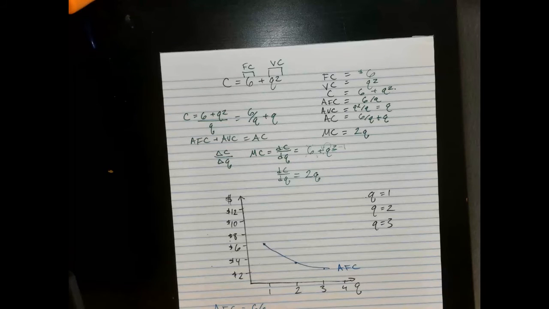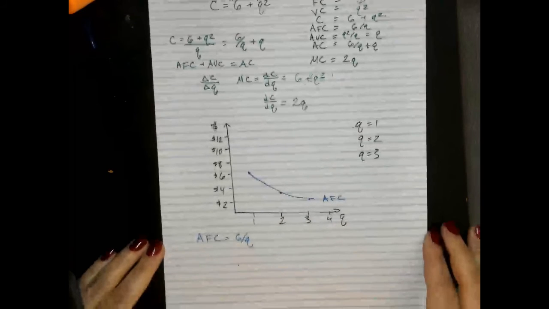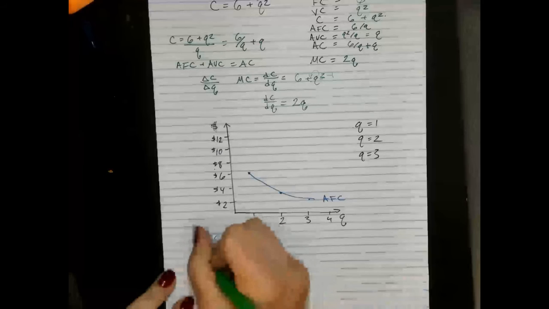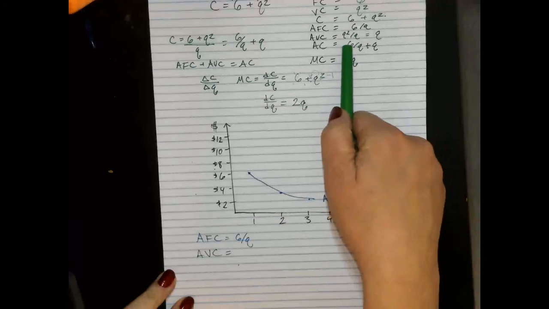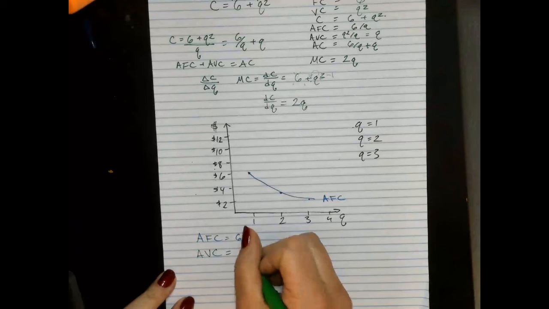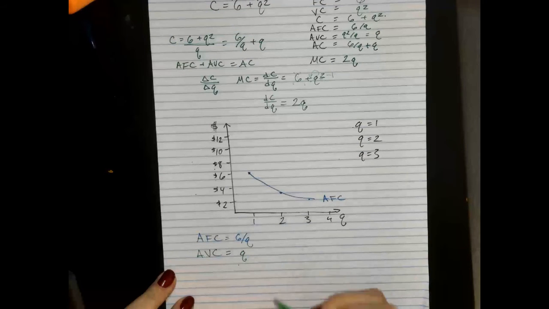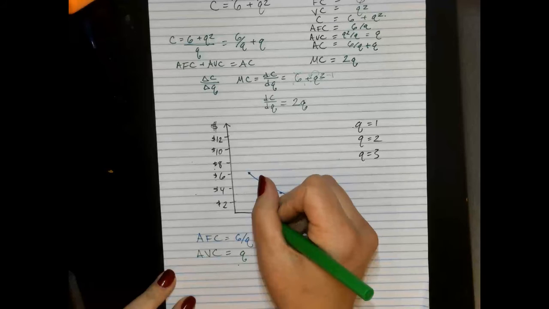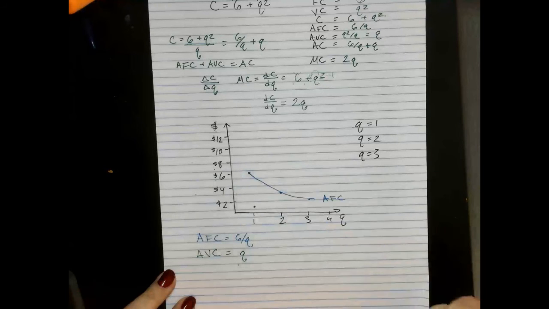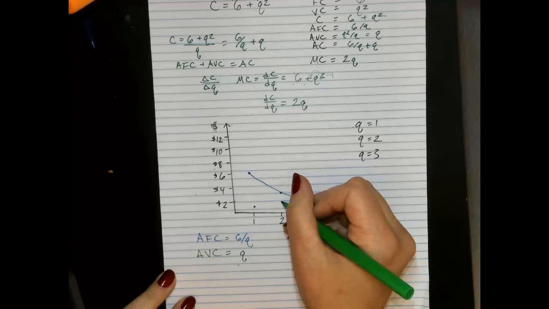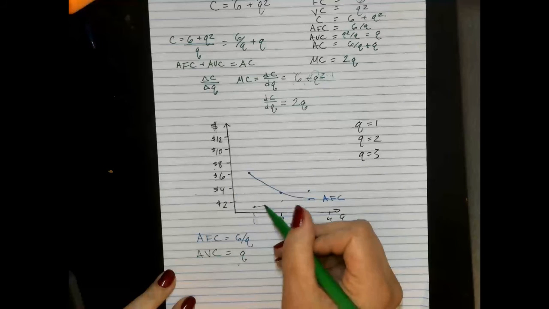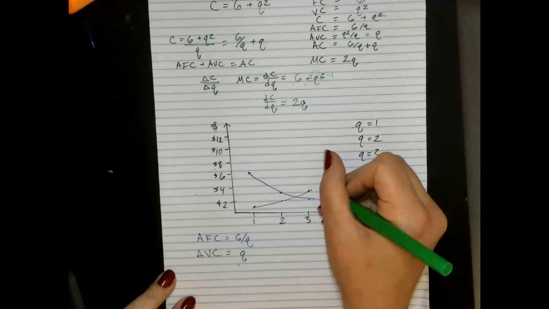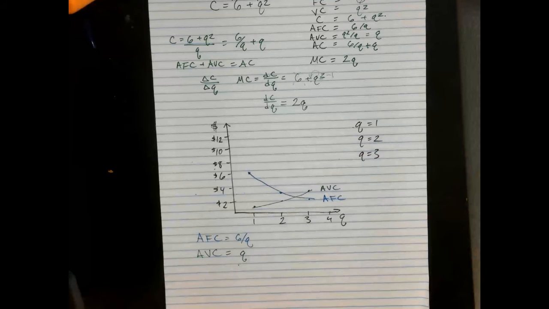Next is my, running out of space there. There we go. My average variable cost curve, which remember is just Q, right? Q squared divided by Q is Q. So my variable cost at a quantity of 1 is 1. At a quantity of 2, it's 2. And at a quantity of 3, it's 3. That's my average variable cost curve.